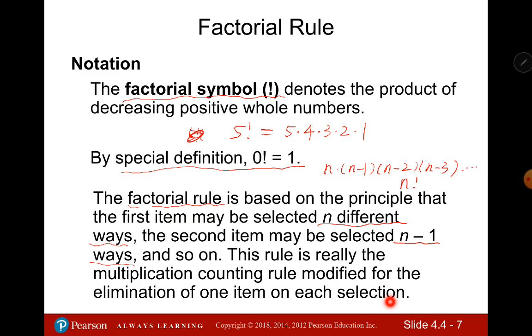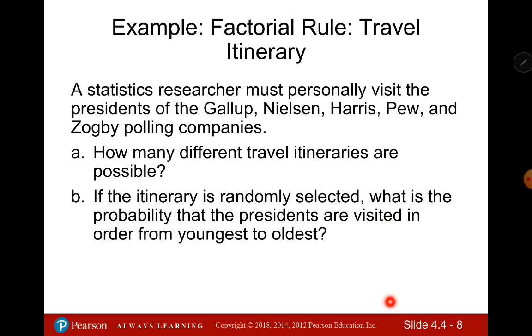This is still multiplication, but it's a special case because there's a relationship, right? The first item is n, the second one is just n minus 1, and the third is n minus 2. So we can easily use the factorial rule to do this kind of question. Let's check the example to help us understand.